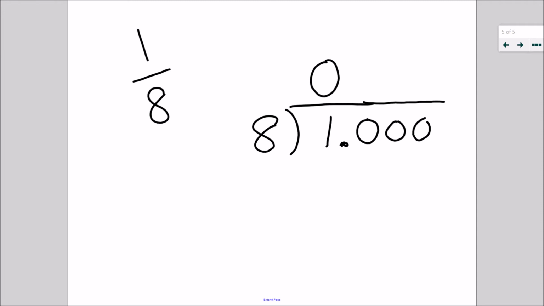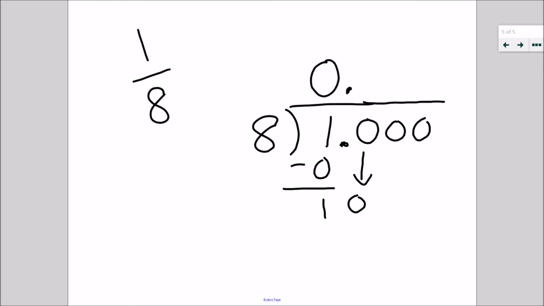Now I'm going to start getting parts that are smaller than 1 whole. But I can do that. I just need to remember to put a decimal up top. Now, 0 times 8 is 0. I subtract 0 from 1, and I still have 1. But 1 whole is the same as 10 tenths. And now I'm dividing into my tenths place. How many times does 8 go into 10? Well, that's 1.